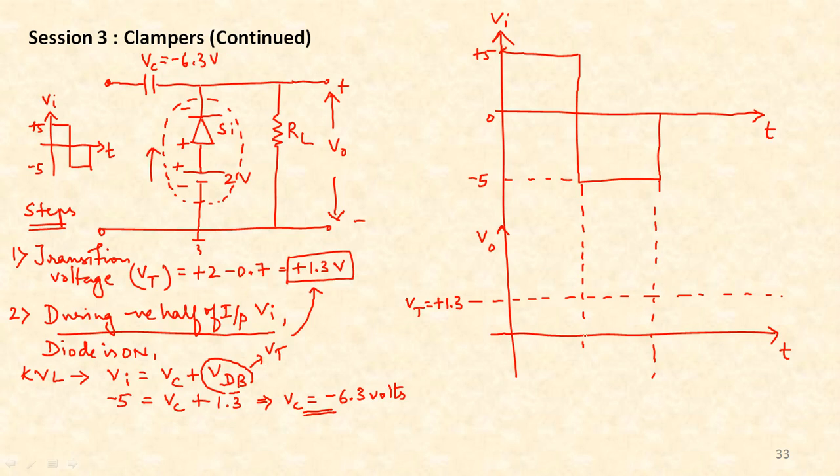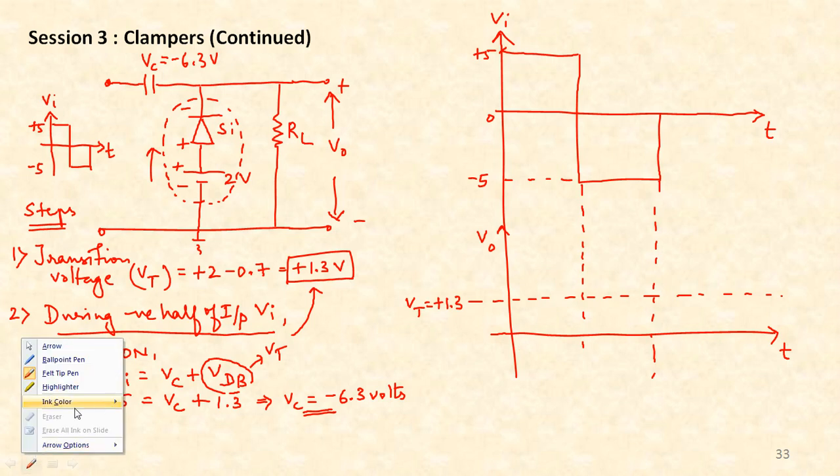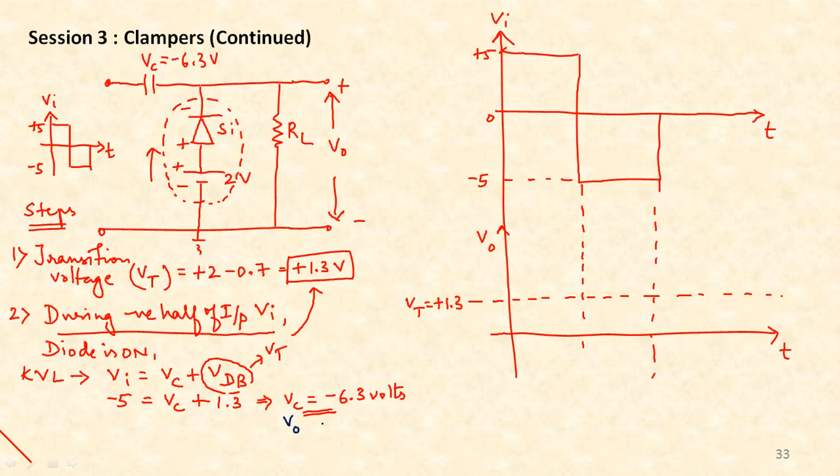And simultaneously, let me indicate it in the output waveform. Let me select a different colored pen so that the waveform will be very clearly identified and distinguished with respect to the input. It's all in the negative half, right? So by the way, what is the voltage across the output? The voltage across the output is nothing but the transition voltage, which is plus 1.3 volts. So I'll have to indicate it in the output section. So that is plus 1.3 volts. Fine. Then coming to the positive half.